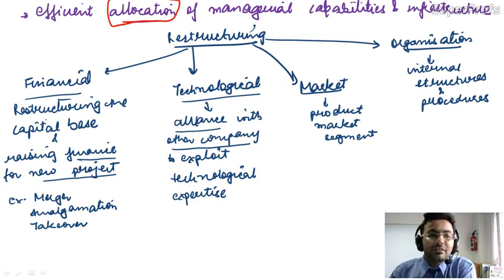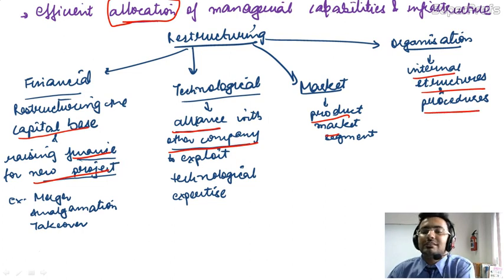Restructuring can also be financial, which is for the capital base or raising funds for a new project, and can be done by way of merger, amalgamation, or takeover. Technology is aligned with another company. You can again take the example of the Indian company and the Japanese company. Then market, product segment and organization, the internal structures and procedures.